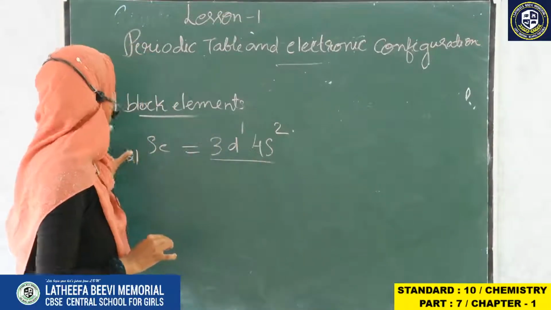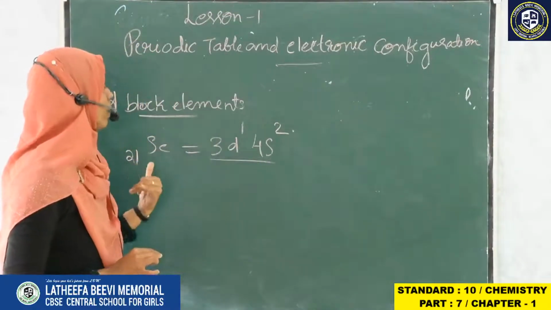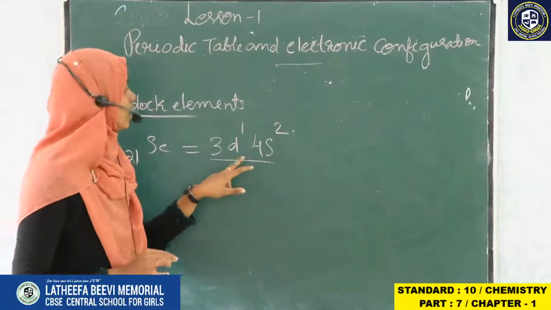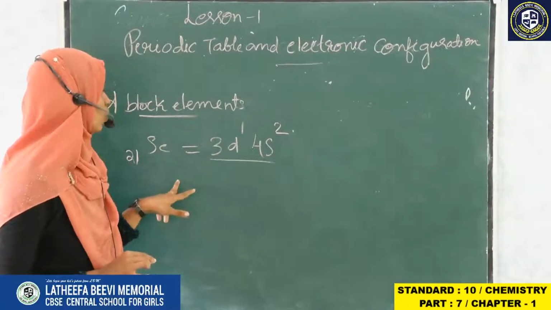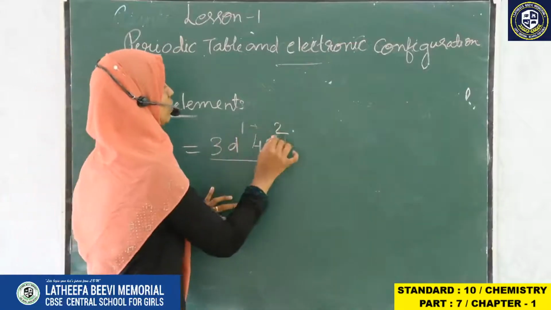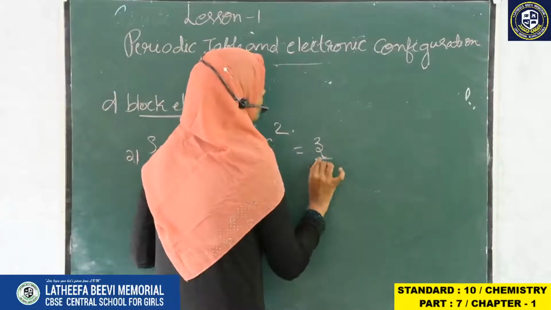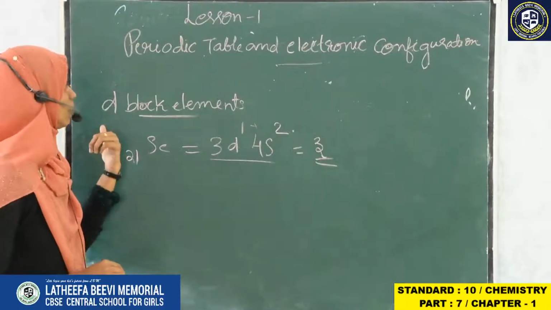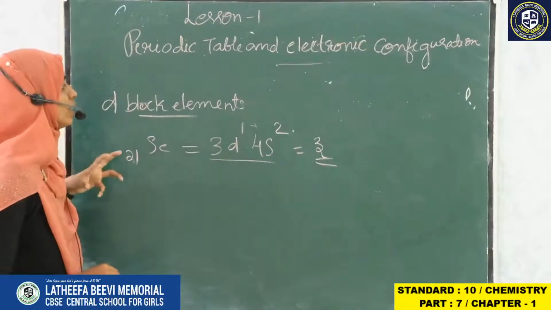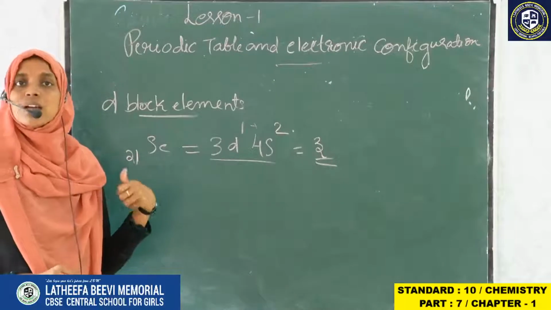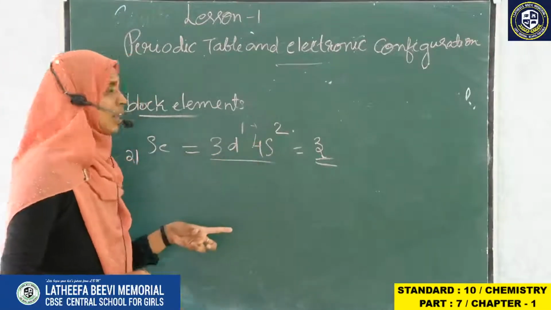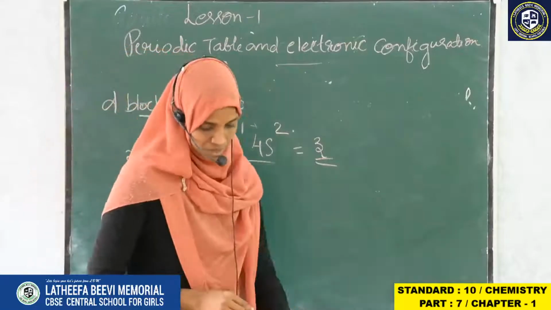So for a D block element we add the number of electrons in the S subshell and D subshell. Then what is the group number of scandium? It is 1 plus 2, which is equal to 3. Okay, this is the electronic configuration of scandium because it is a D block element. When calculating the group number of D block elements, we add the number of electrons in the S subshell and D subshell. Okay.